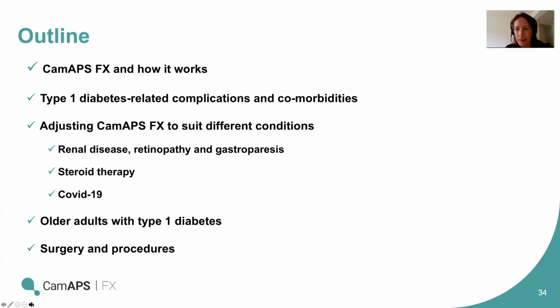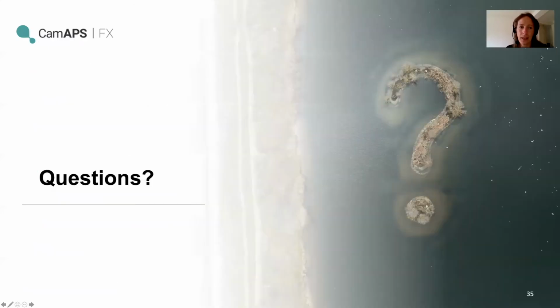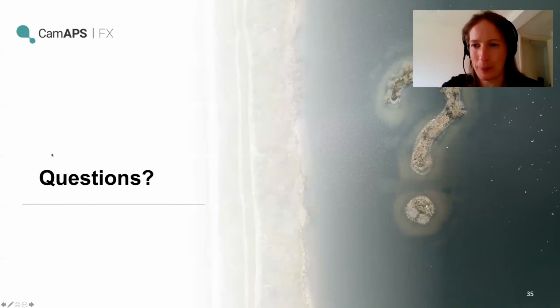So hopefully over the last 40 minutes or so, we've covered some of the type 1 diabetes related complications and how you can maybe adjust the closed loop system to suit some of these different conditions. We've considered steroid therapy, and Fiona's given us a lovely example of that, and also covered sick day rules and thinking about how to manage general surgery and procedures with the closed loop system. And we're very happy to take any questions that you might have or catch up with what's been happening in the chat.